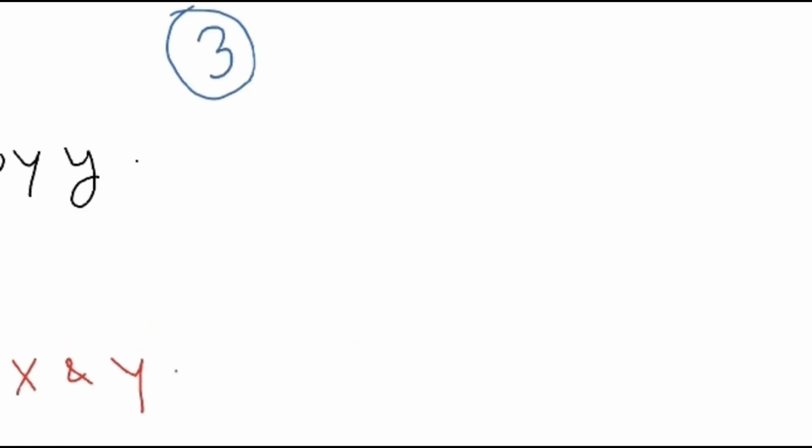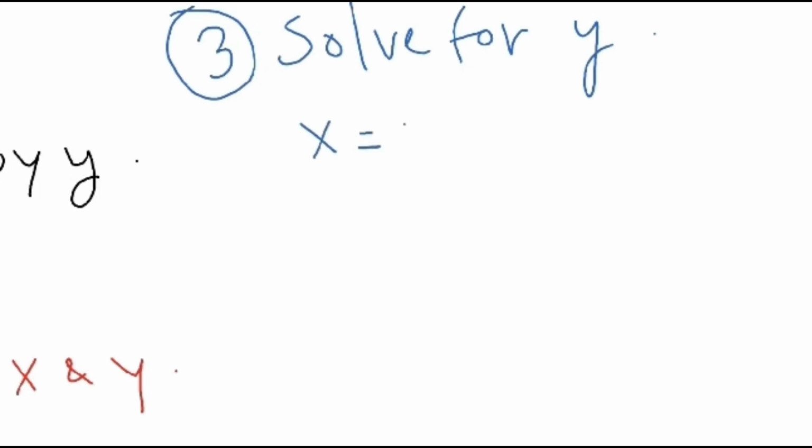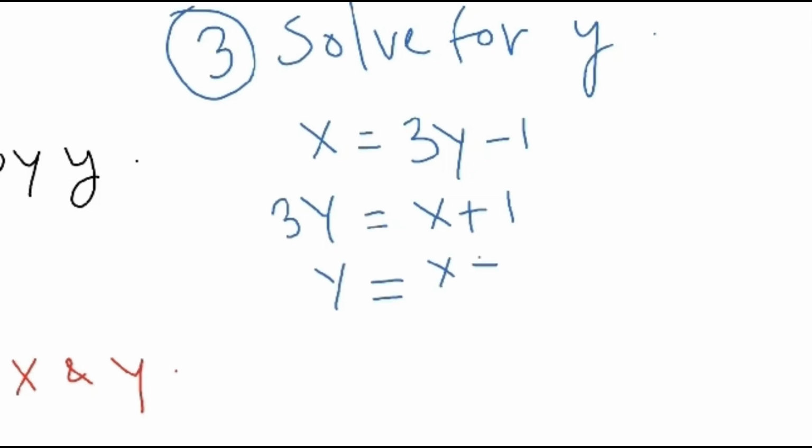Step 3 is to solve for y. So we take the equation and we solve for y. The equation we got from step 2 is this: x equals 3y minus 1. After adding 1 on both sides, we get 3y equals x plus 1. Now we divide both sides by 3 and we get y equals x plus 1 divided by 3.